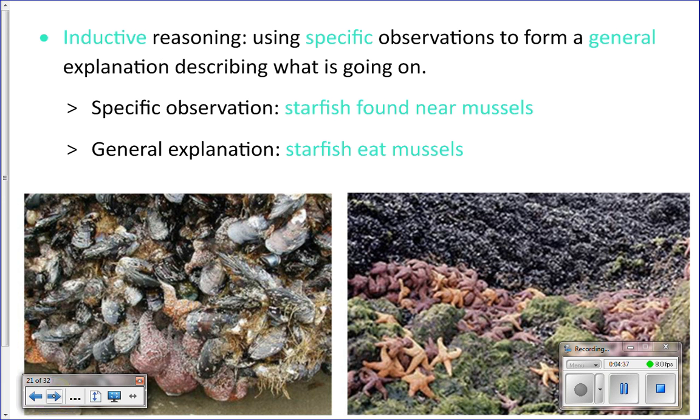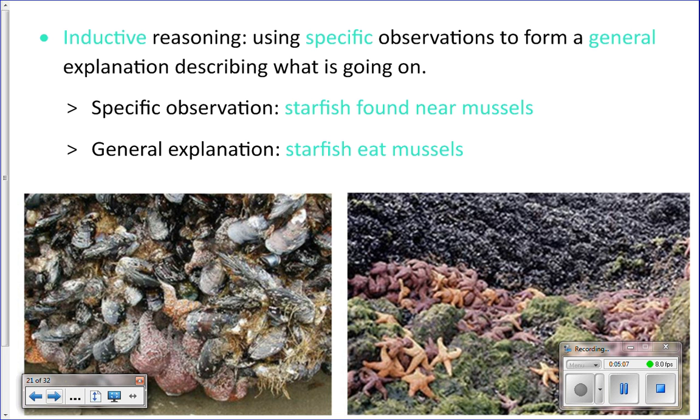So after we've made an observation, we are now going to use a couple types of logic to come up with our hypothesis and our prediction, okay? And in order to come up with our hypothesis and prediction, the first thing that we have to do is use inductive reasoning to come up with a general explanation of what we just observed. So inductive reasoning goes from something specific to something general.